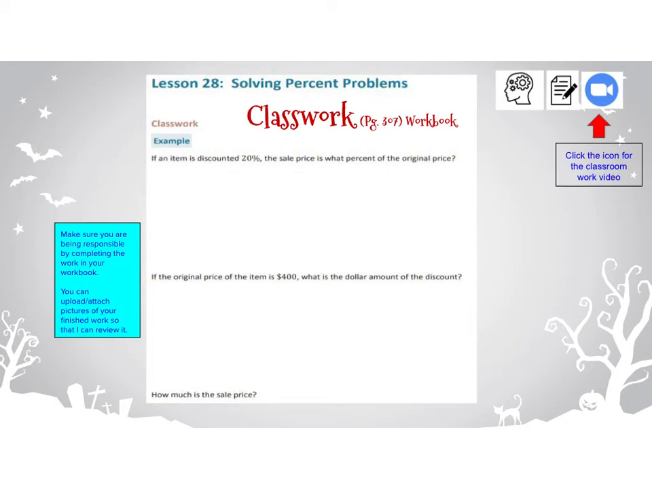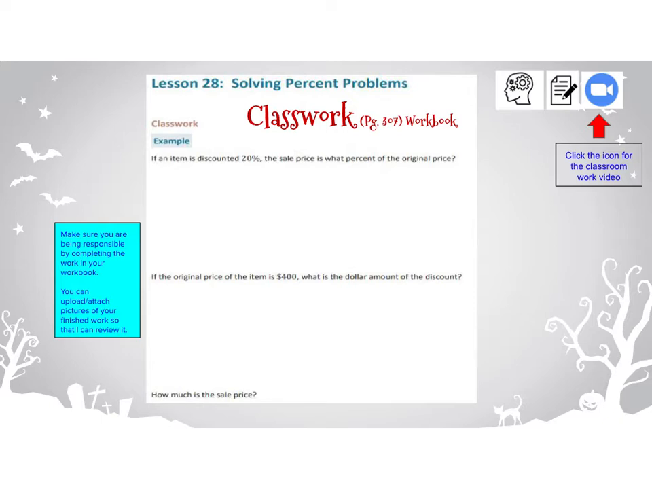Hi guys and gals, lesson 28, solving percent problems, and we're looking at page 307 in your math workbook. The first classwork example says if an item is discounted 20%, the sale price is what percent of the original price? That seems a little bit confusing, doesn't it? Well, let's write that out.